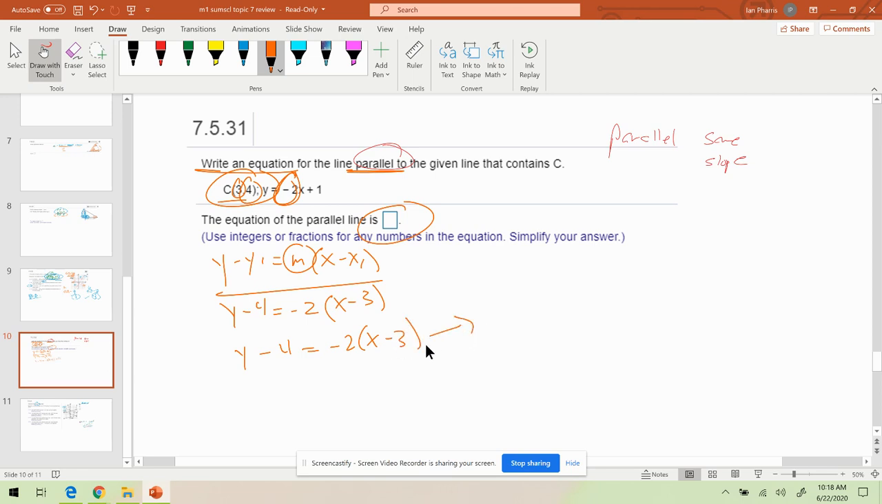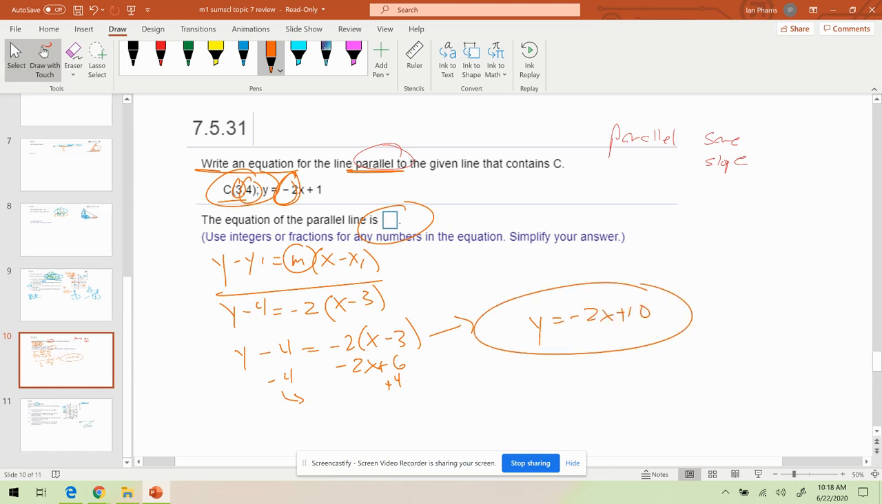And just for giggle's sake, if they wanted this in slope-intercept form, I'm not sure what the test will see. Maybe you could put in both. So distribute: -2x plus 6, and then add 4 to both sides. Your line would be y equals -2x plus 10.